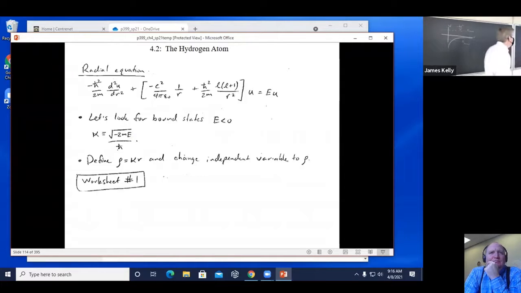Here's our first of the other transformations. We're now going to change the independent variable. So, you have u is the dependent variable of the solution, and u is a function of r. That's the independent variable. To simplify things, we're going to change it to be a function of rho, which is defined as kappa r.